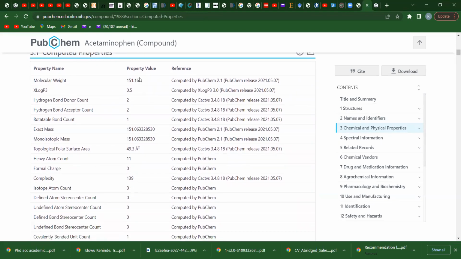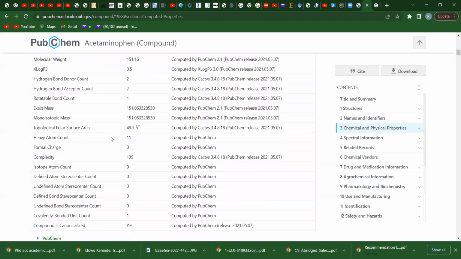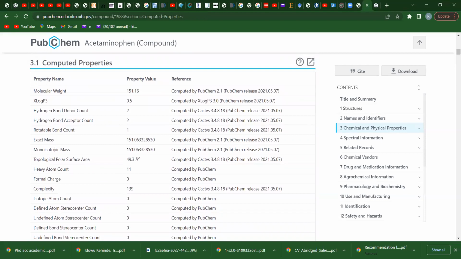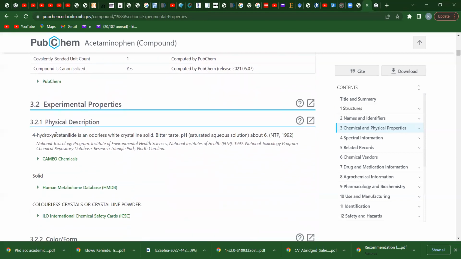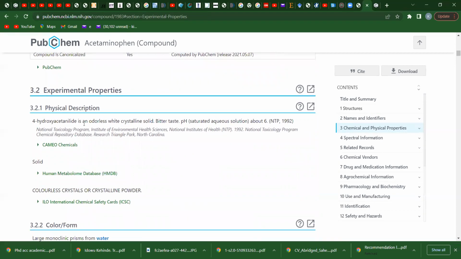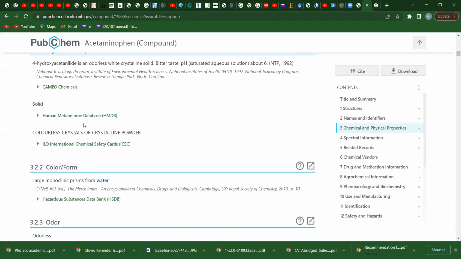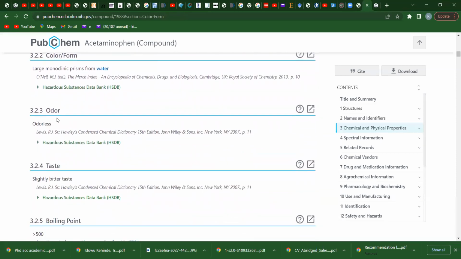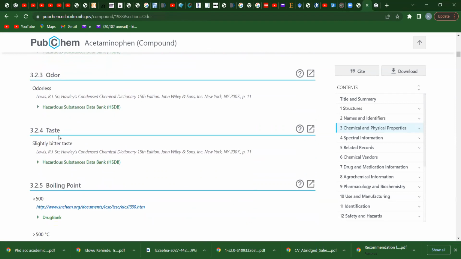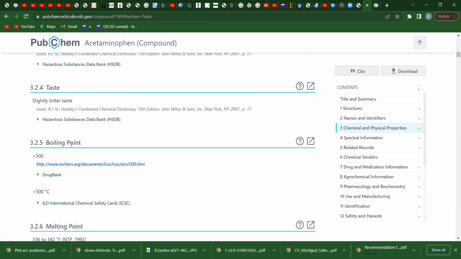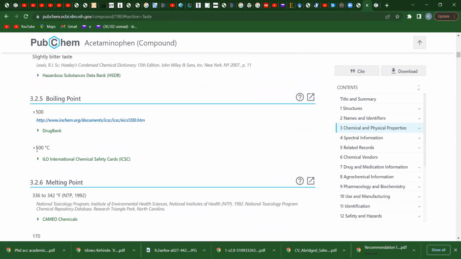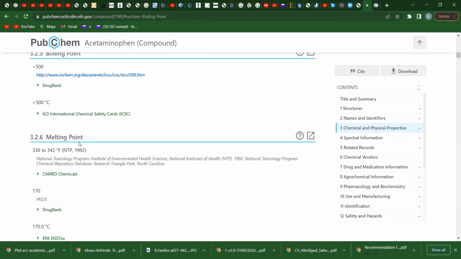So can you see the molecular weight is 151.16. The solubility is 0.5. Hydrogen bond donor, all this, you are going to make use of by the time we start, so it gives you a lot of chemical and physical properties. Can you see the experimental properties of Tylenol? It also gives us information about research that has looked into Tylenol for different studies, either for liver disease or for anything. Odor is odorless, tasteless, slightly bitter taste. The boiling point is greater than 500. All that information is there, melting point.